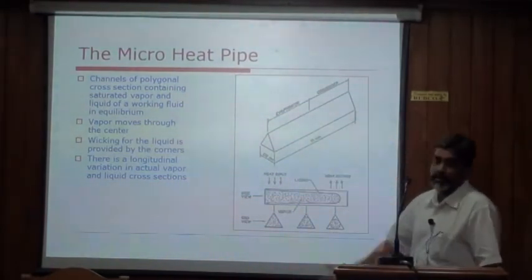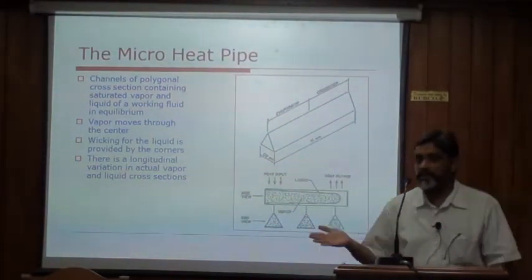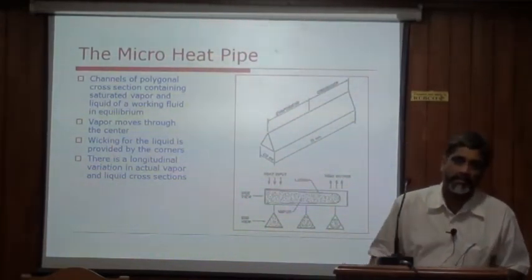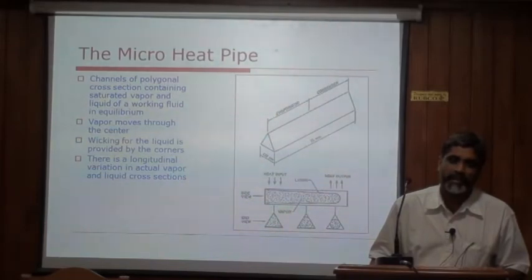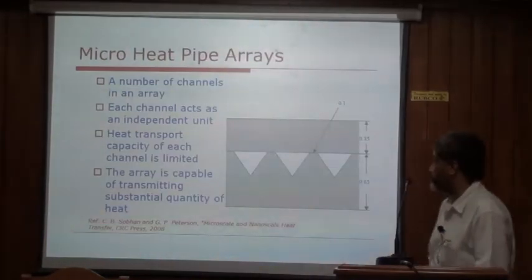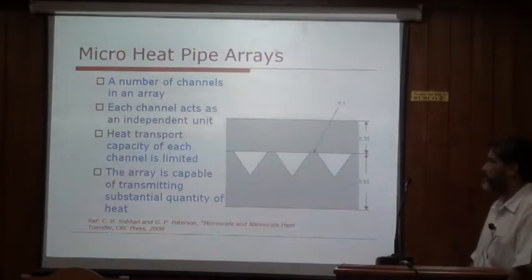This can be done by looking at the geometry of the meniscus inside the heat pipe, depending on what the cross-section of the heat pipe is. I hope you understood the difference between this and the conventional heat pipe design. Let's come to that a little bit later.